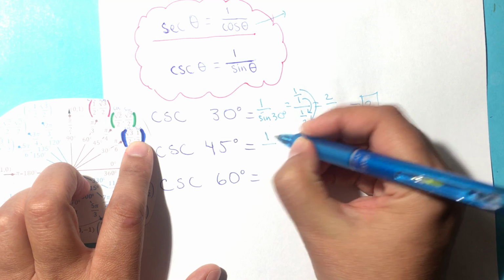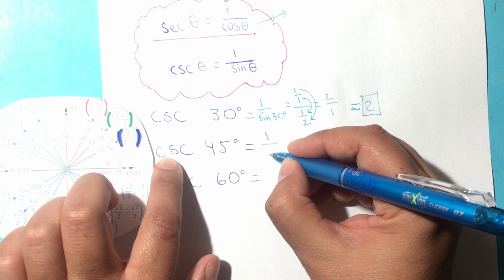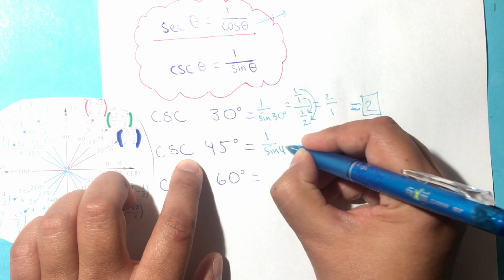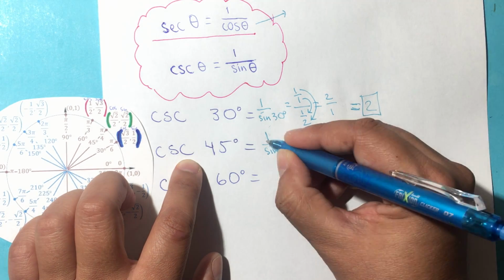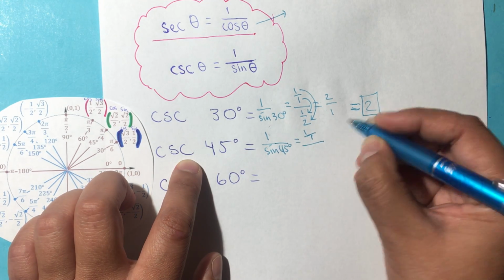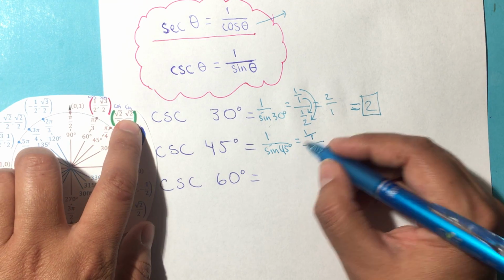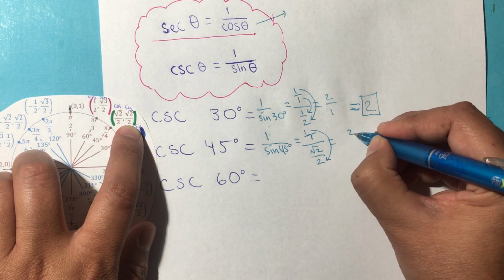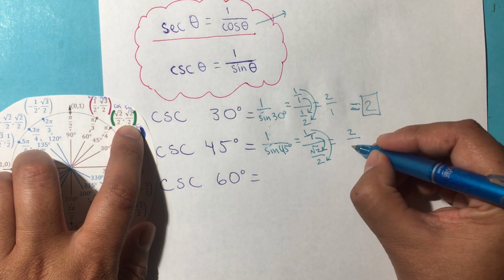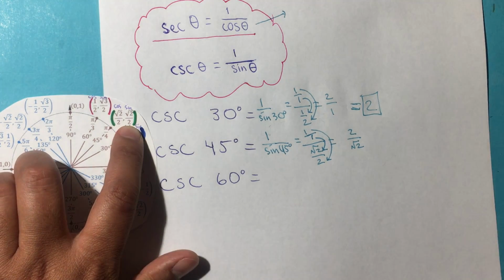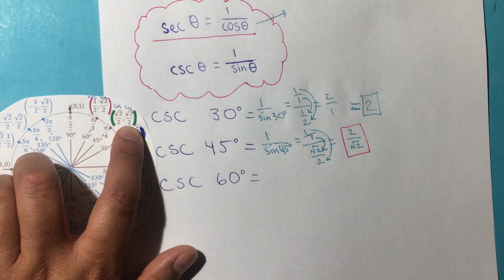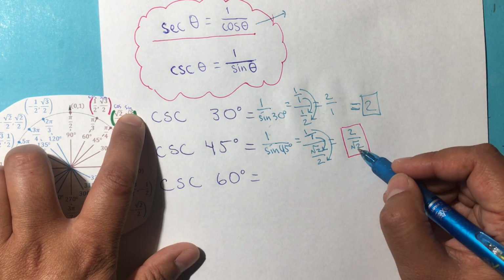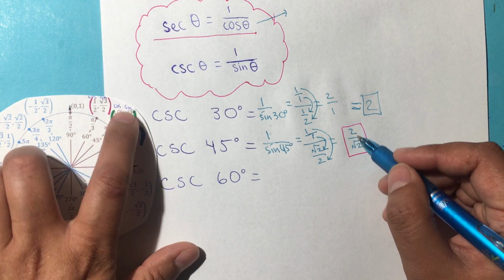So the next one is 1 divided by, again, cosecant is 1 over sine of a 45-degree angle. And so 1 is 1 over 1 over the sine of 45, which is square root of 2 over 2. 1 times 2 is 2. 1 times square root of 2 is square root of 2. If they don't ask you to simplify, that will be the answer. But again, what is the sine of 45? It is square root of 2 over 2. See, they're the reciprocal of each other.